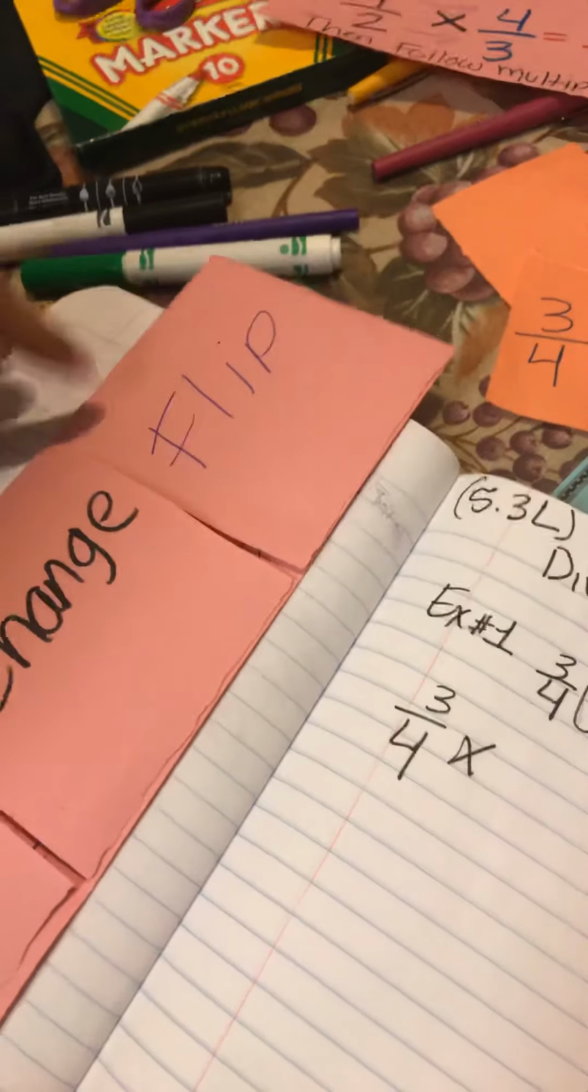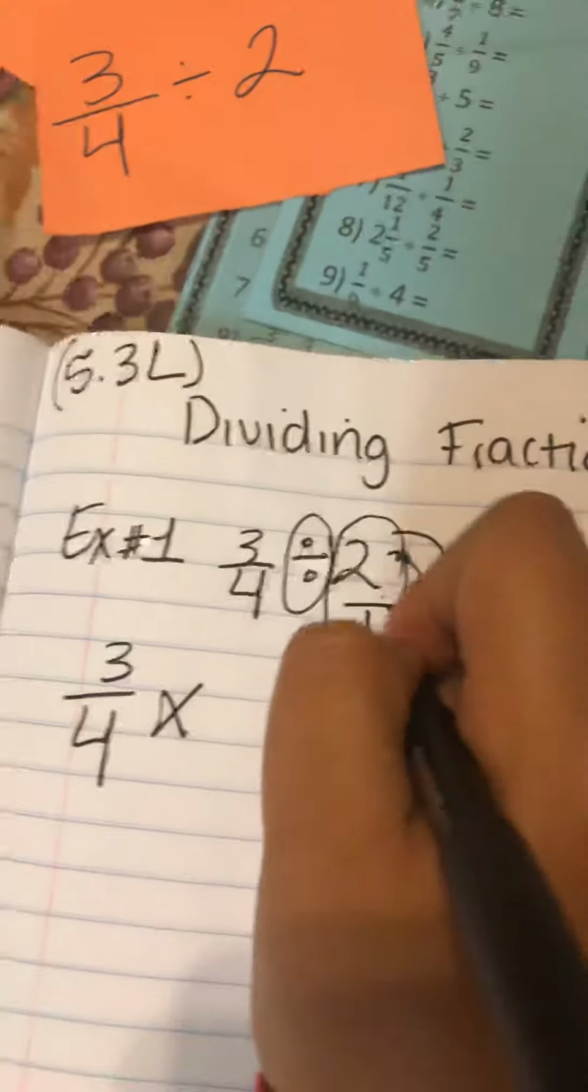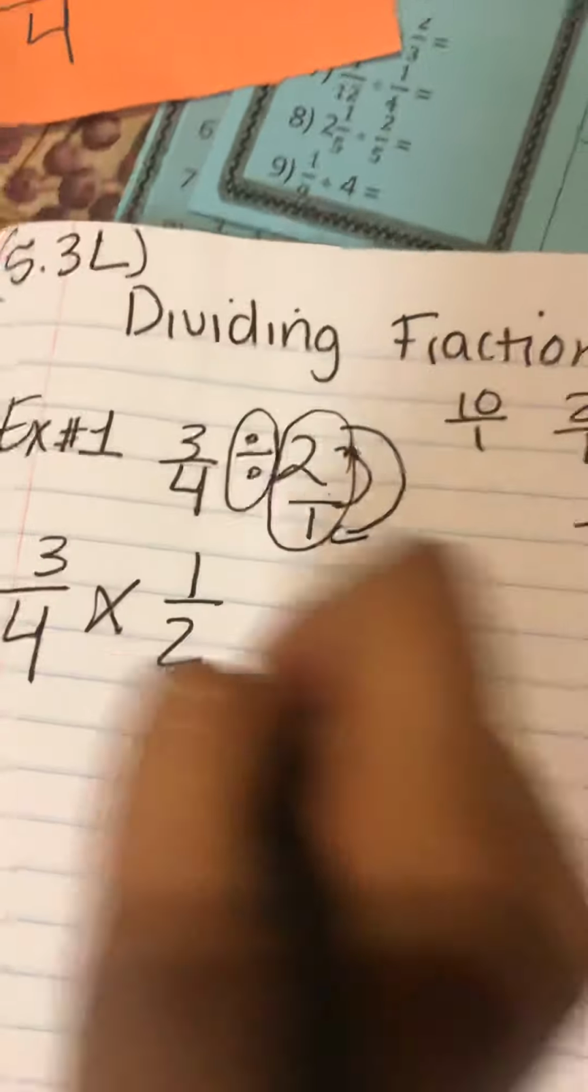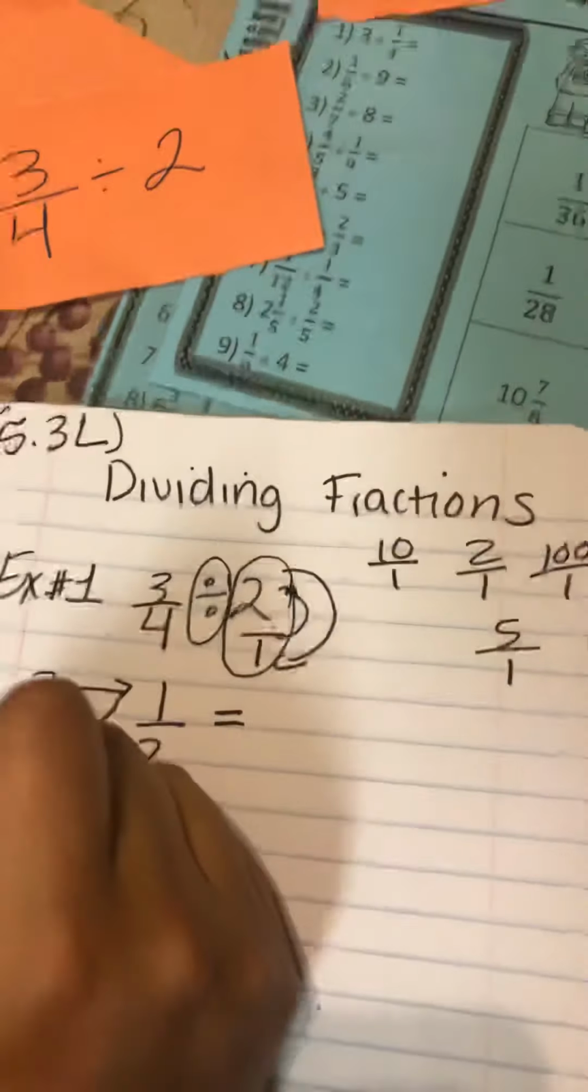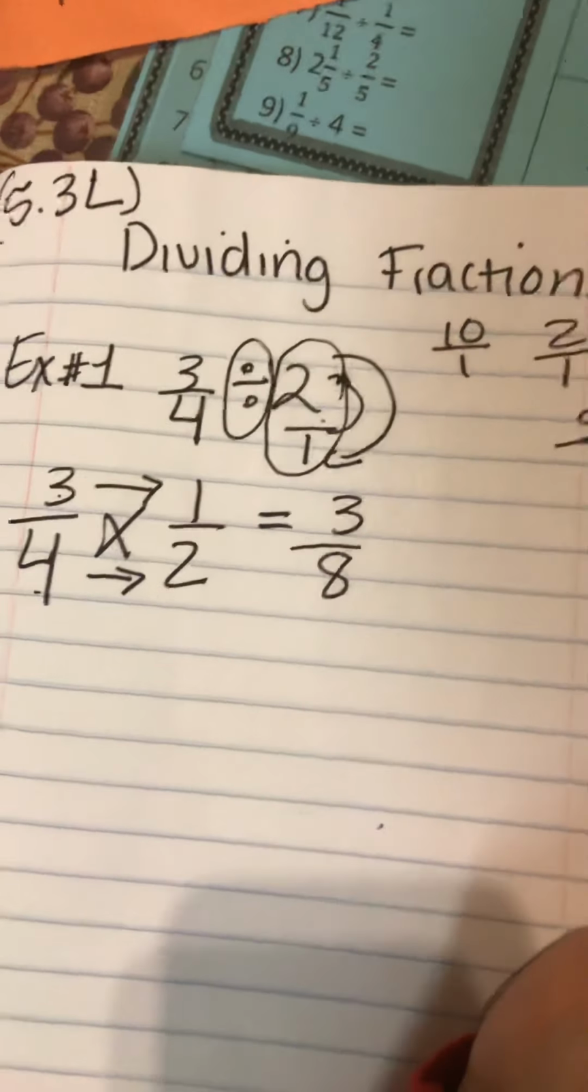According to my foldable, my last step is to flip. So 2/1, once I flip it, numbers change position and it becomes 1/2. I will multiply straight across. 3 times 1 is 3. 4 times 2 is 8. 3/8 is my answer. Can I reduce this fraction?